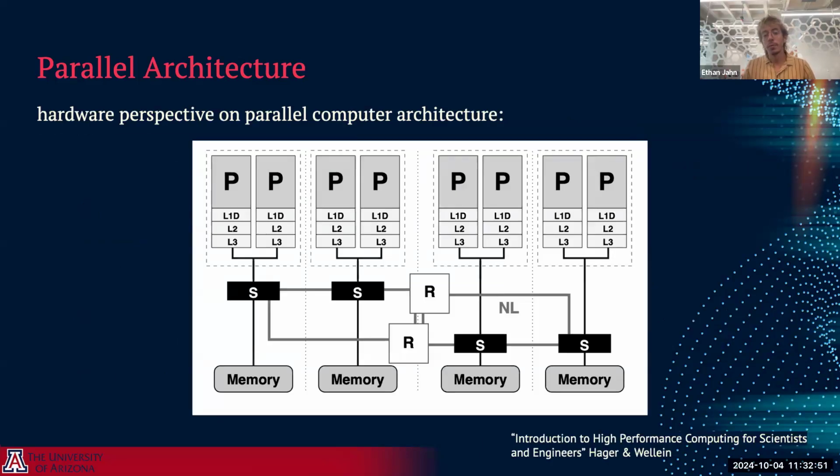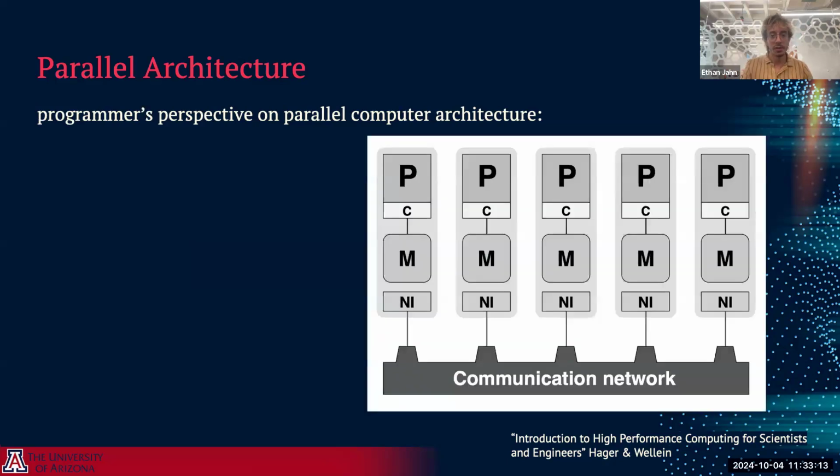So here's a hardware perspective on parallel computer architecture. What you see here, all of those P's refer to a single processor. The L's refer to different types of caches. We don't need to get into the detail. Again, just to demonstrate that when looking at the hardware of a parallel chip, there's oftentimes a lot more going on than we're really aware of as programmers.